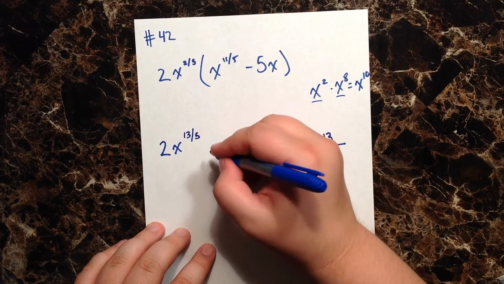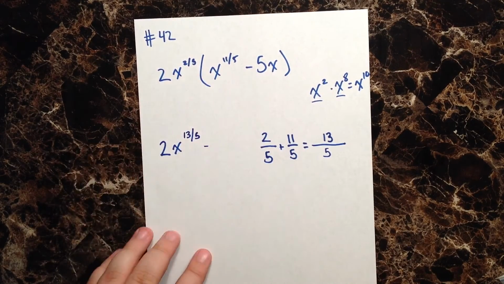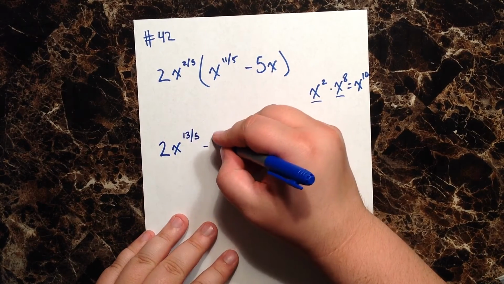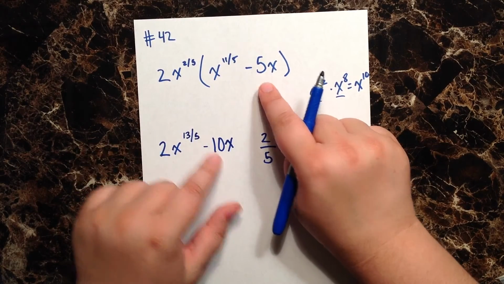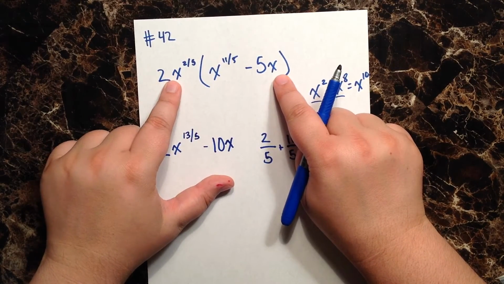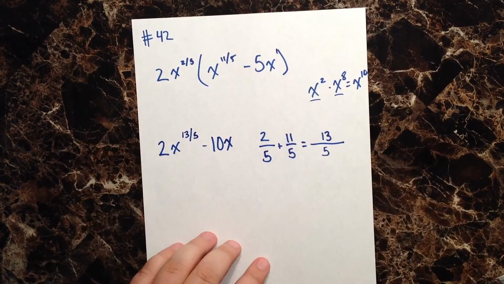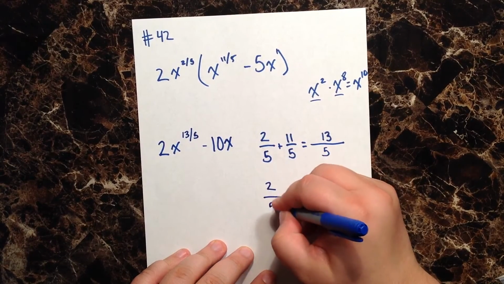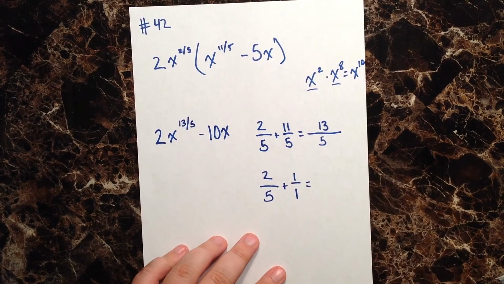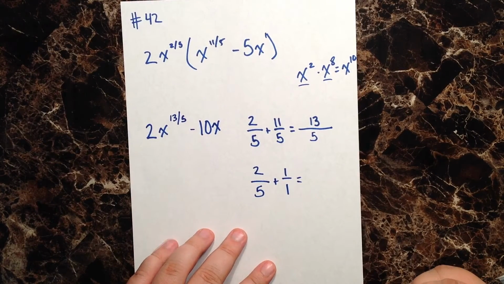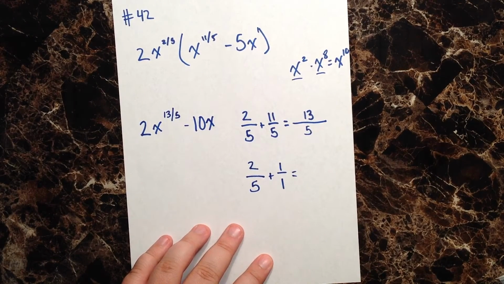All we did was we added our exponents. All right, same thing. Let's go ahead and distribute our 2x to the 2/5 power to our negative 5x. Well, when we do that, we get negative 10x, because 2 times negative 5 gives me negative 10. And now we're going to add the exponents. And here we have a 2/5, and this is really a 1, isn't it? So here we have 2/5 plus 1/1. But again, what do I need in order to add and subtract fractions? I need a common denominator, which in this case is going to be 5.